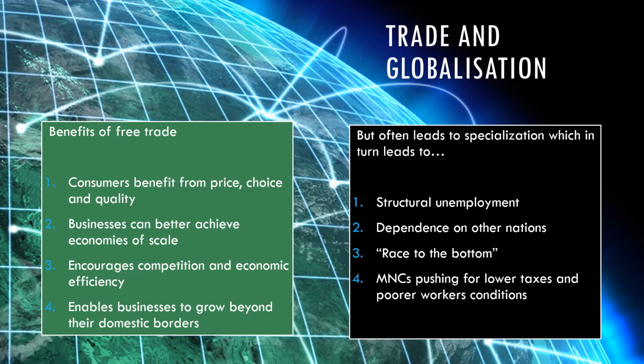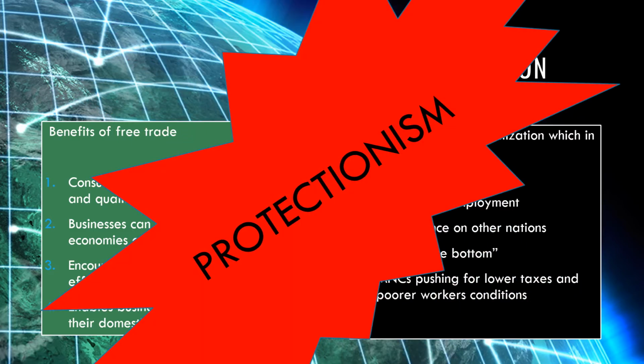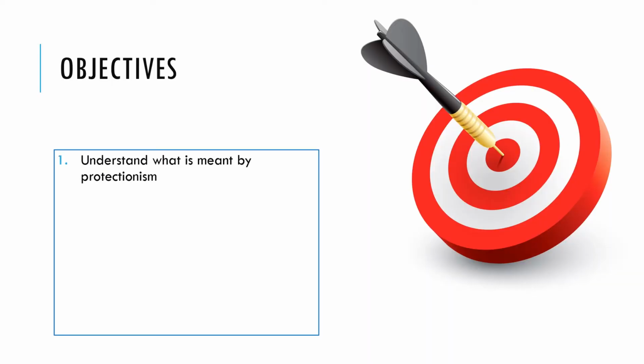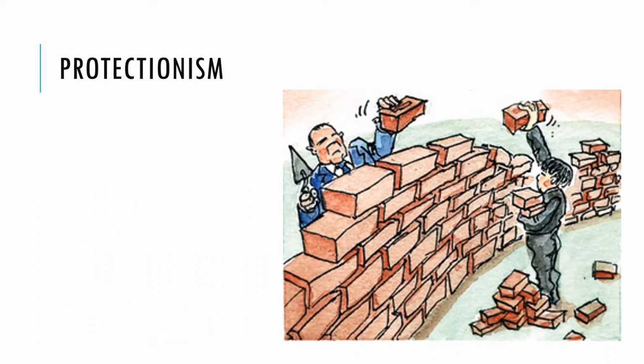Now, often to try and combat some of the negative sides of trade and globalization, countries will resort to what is known as protectionism. And that is the topic in this video today. So we're going to look at what is meant by protectionism, the four different methods that a government might try and use to introduce protectionism, and then evaluate the use of these methods. So let's start off with what protectionism is.